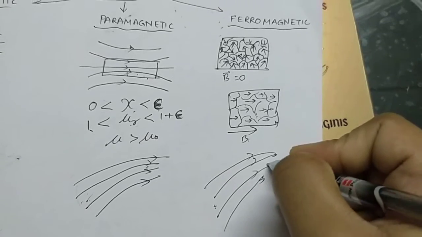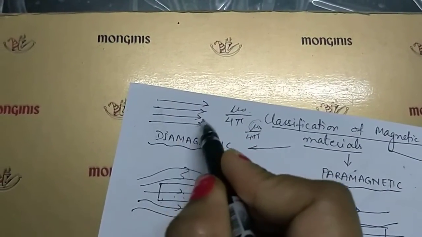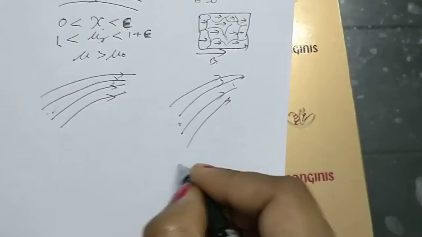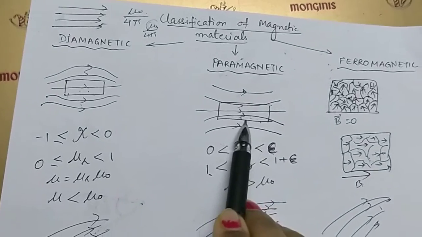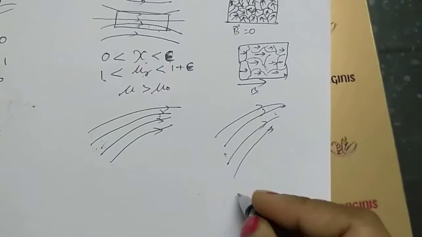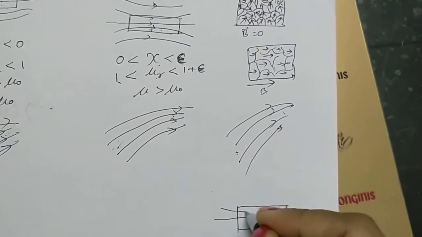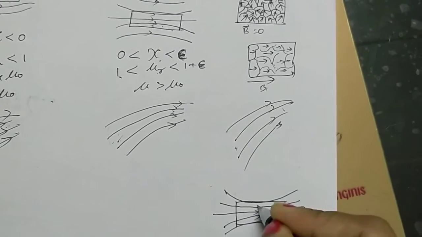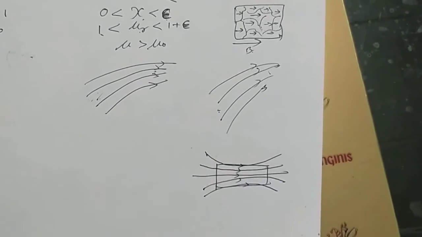And if you have to draw the magnetic field lines when you keep it in a uniform magnetic field, what will happen? Diamagnetic, this will happen. Paramagnetic, this will happen. Here I am drawing it: if you keep a ferromagnetic material, a lot of lines will pass through it. So it shows very strong magnetization in an external magnetic field.